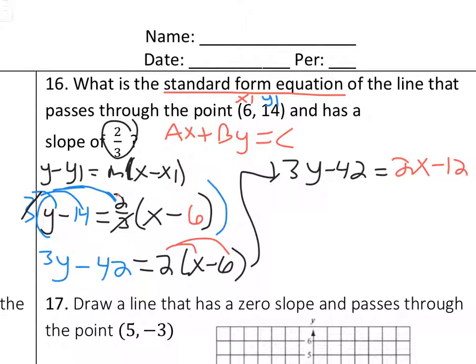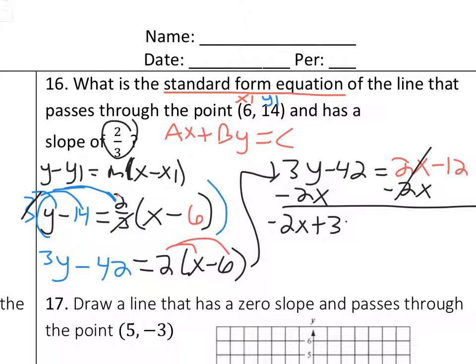In standard form, you have the x's and the y's on the same side, so let's begin by moving the x to the other side. We're going to subtract 2x on both sides. On the left side, you cannot combine 3y and minus 2x, so you have to write that as a separate subtraction. Since x is first in our model, ax plus by is equal to c, let's put it first here. So we got negative 2x plus 3y minus 42 is equal to negative 12.